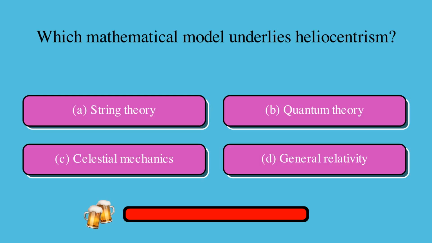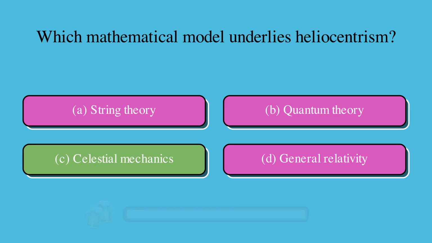Which mathematical model underlies heliocentrism? Is it A. string theory, B. quantum theory, C. celestial mechanics, or D. general relativity? The correct answer is C. celestial mechanics.